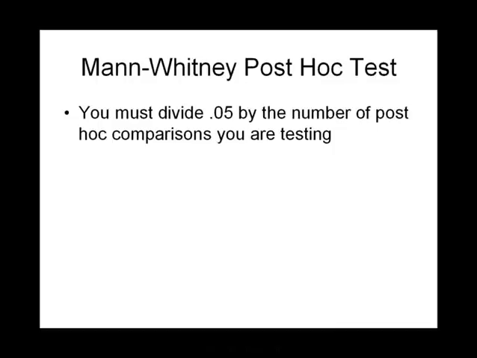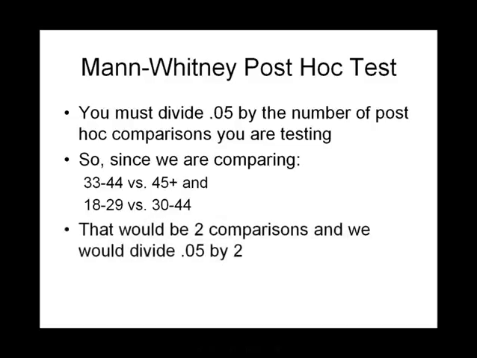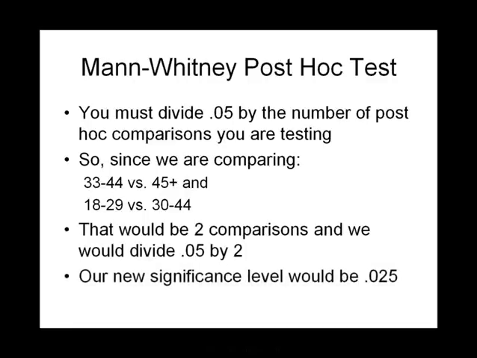Okay? So since we are going to be comparing the 30 to 44 group versus the 45 plus group and the 18 to 29 group versus the 30 to 44 group, we would have to divide 0.05 by 2, okay? Because there are two comparisons that we're making, two post hoc comparisons, okay? That means that our new significance level would be 0.025, not 0.05, okay? So when we run the Mann-Whitney test for post hoc comparisons, if the significance value between the groups is greater than 0.025, then it is not significant.